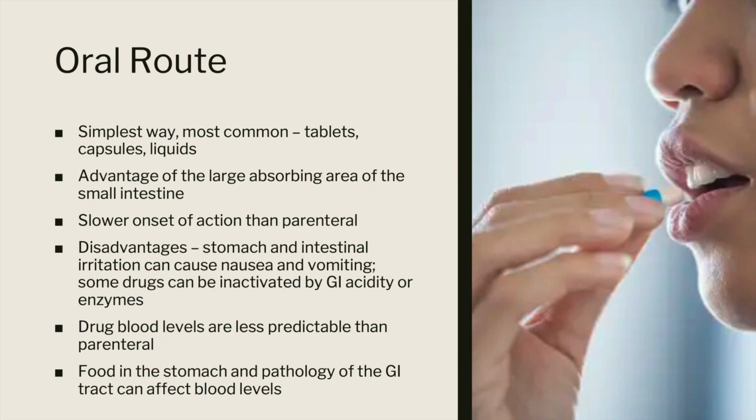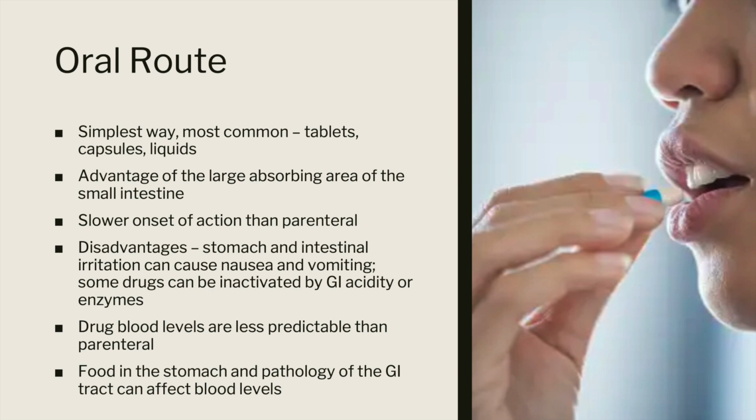Some drugs can be inactivated by the acidity in the GI tract and then other enzymes that are in there. So again, we would hope that when we're prescribing drugs, we know if they're going to be inactivated by the GI tract and we don't give them that way. But that would alter what route we're going to choose. Drug blood levels are less predictable when drugs are taken orally, because again, there's a lot of factors that influence how the drugs are broken down and then absorbed. So it's less predictable what the dosing, I guess, should be per person.